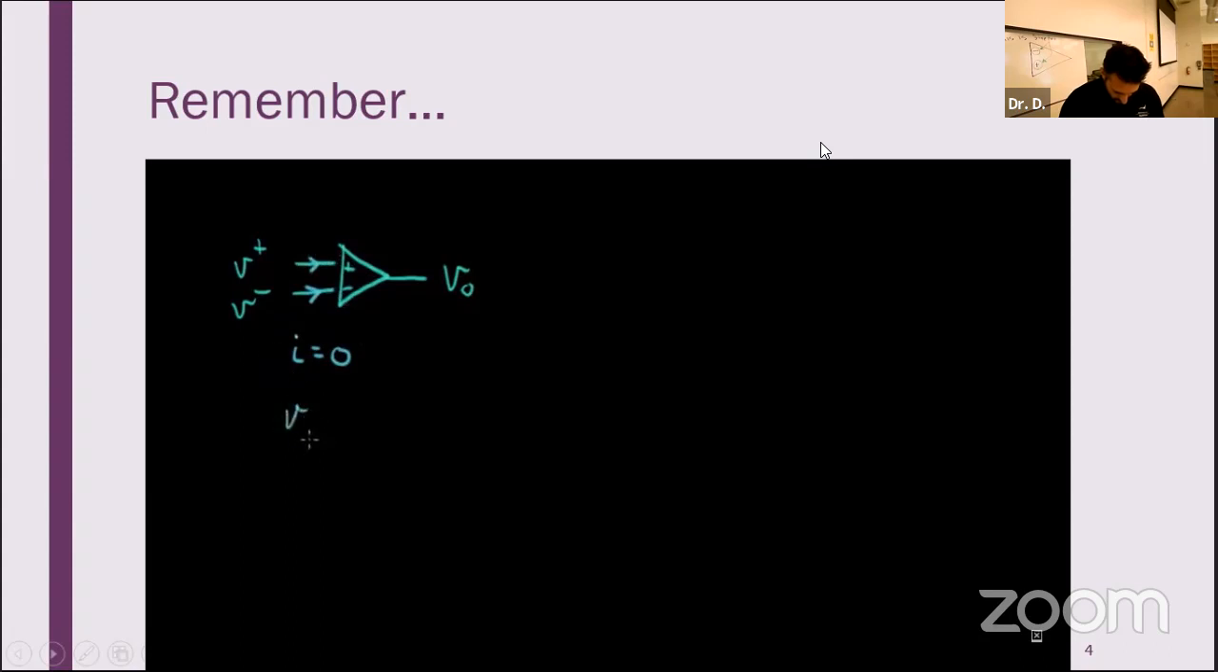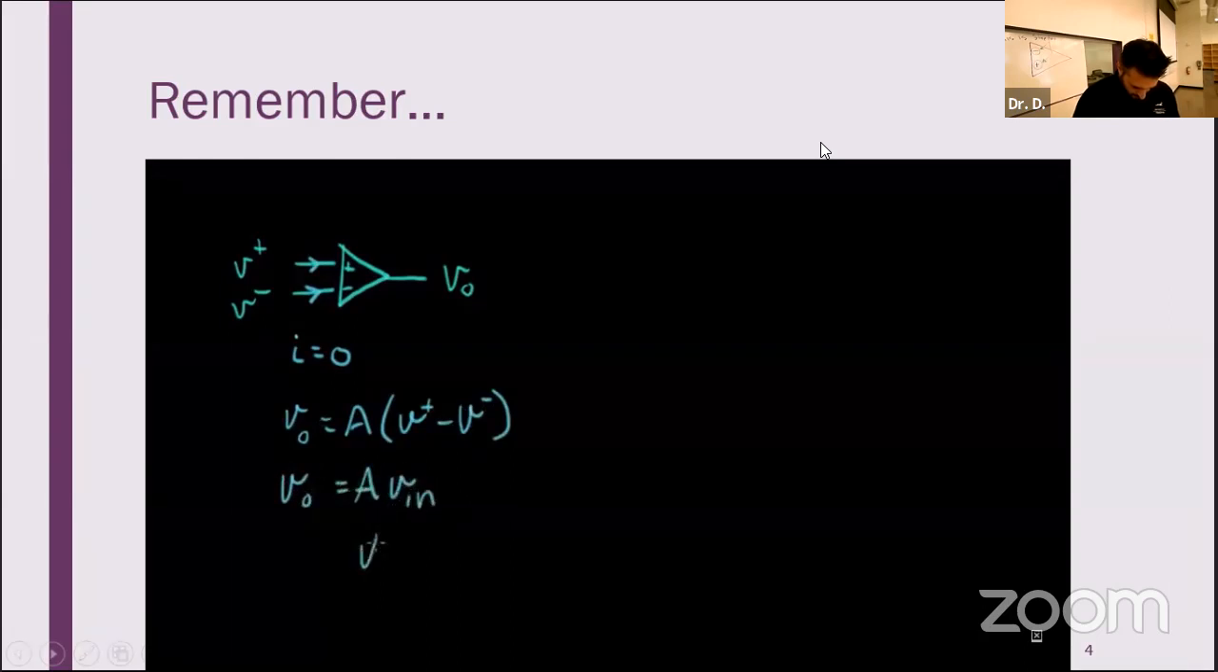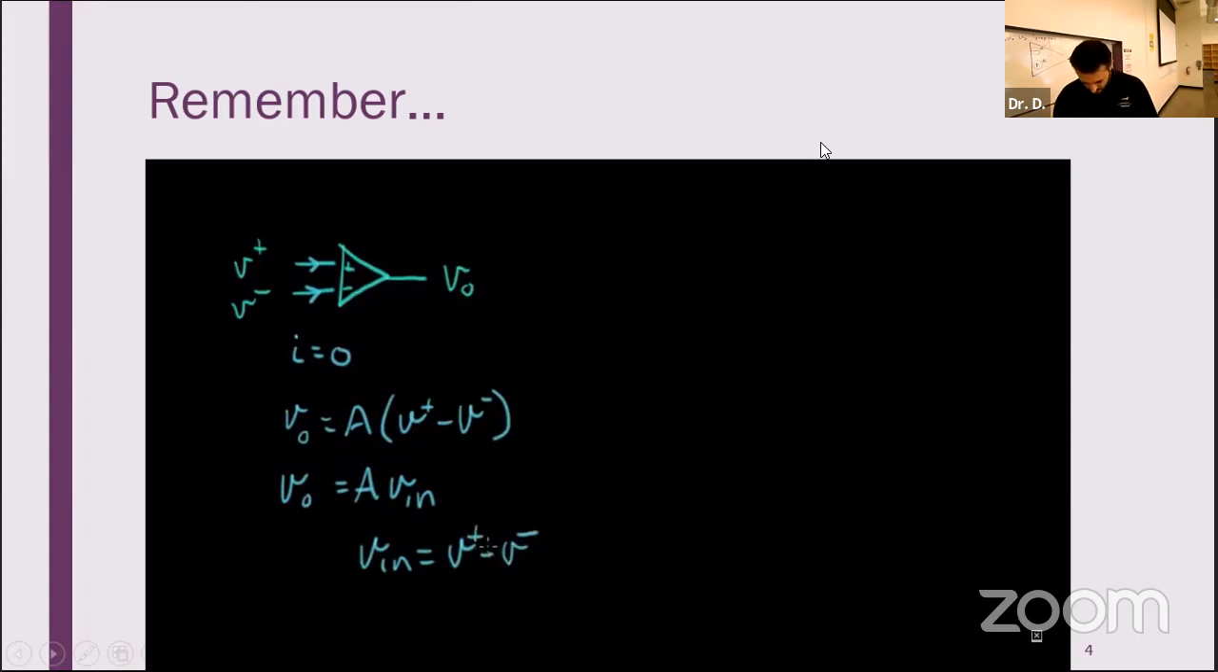The first one is the voltage behavior. V out equals the gain times V plus minus V minus. Another way we can write this is V out equals A times V in, where V in, of course, equals V plus minus V minus. So these are the two electrical properties that are going to allow us to analyze these circuits. And analyzing the circuits is actually going to be pretty simple.